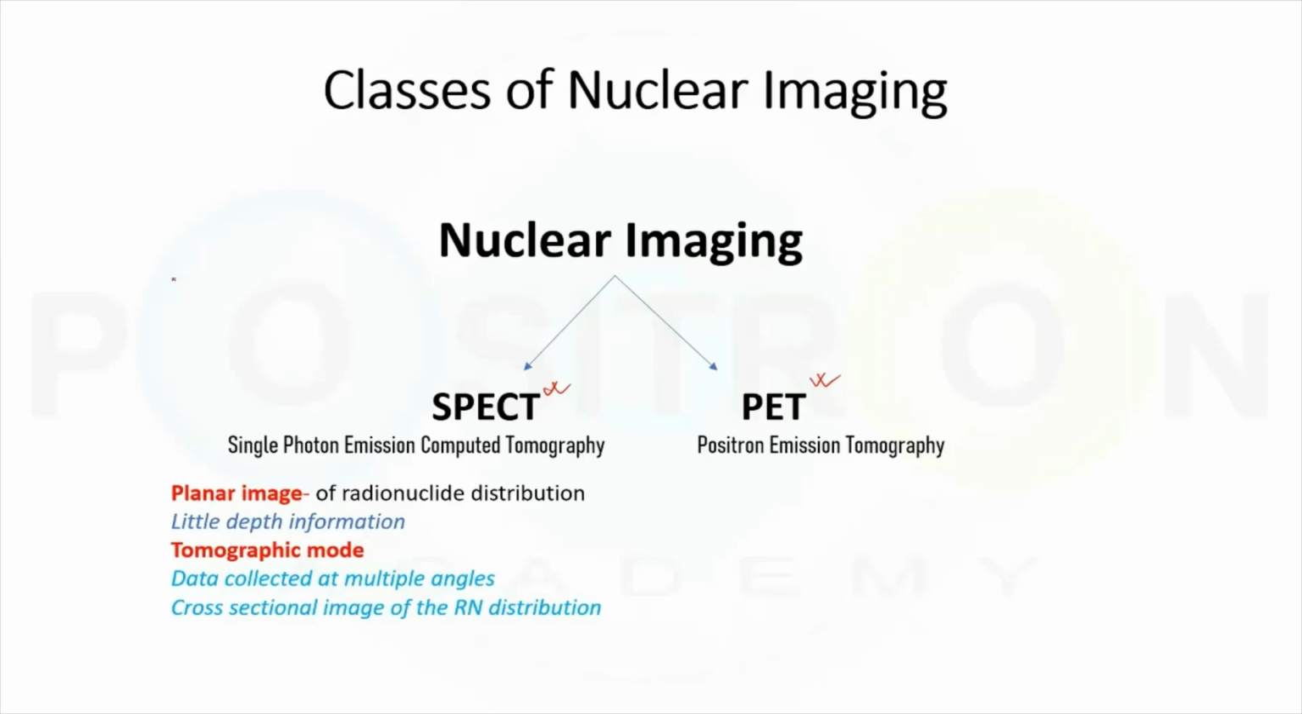For example, the most commonly used radionuclide in SPECT is technetium-99m, the metastable state. So it decays to technetium stable by emitting a gamma ray photon. So how many gammas are being released? One gamma. That's why we call it single photon. Now why do we call it emission? Emission because the patient's body emits the radiation. That's why we call it emission.